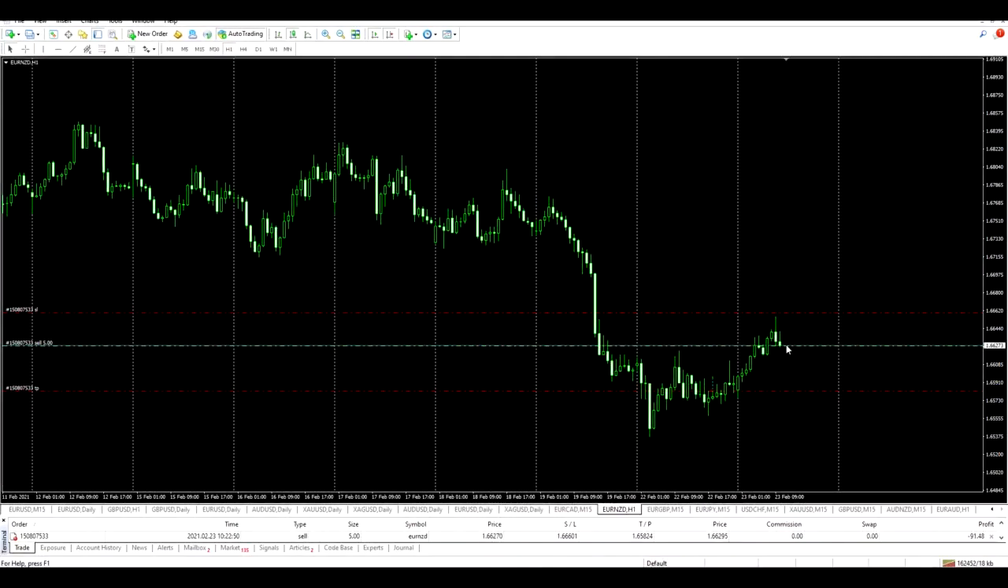And I'm back, and we can see that my entry has just been hit, and so we're in the trade, and I'll be back to monitor progression of the trade. That's my target there. That's my stop loss. And there's where price is at the moment.